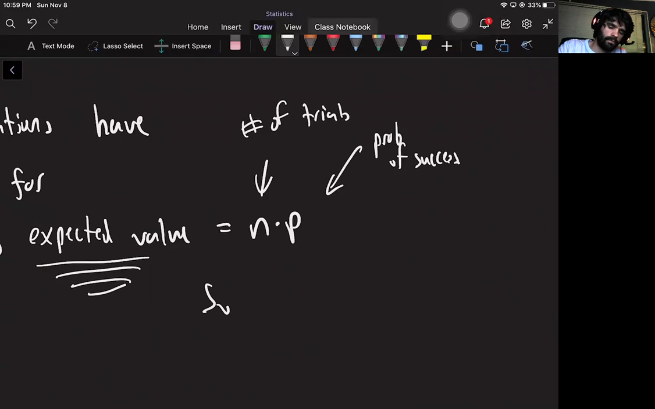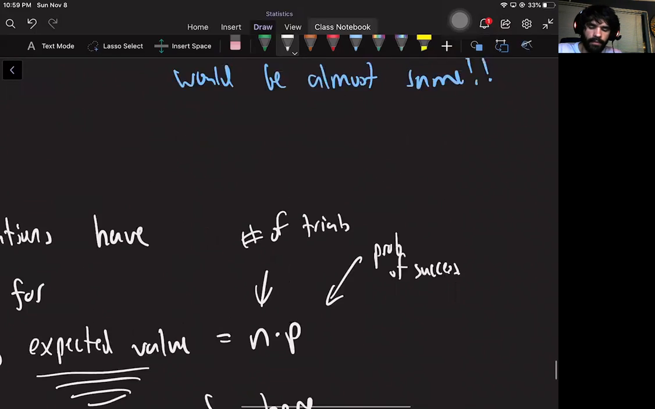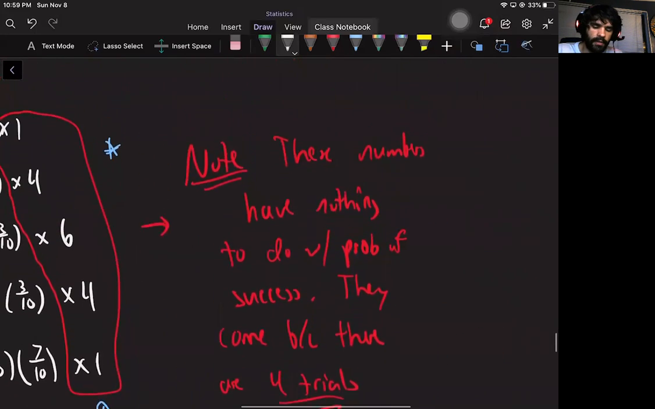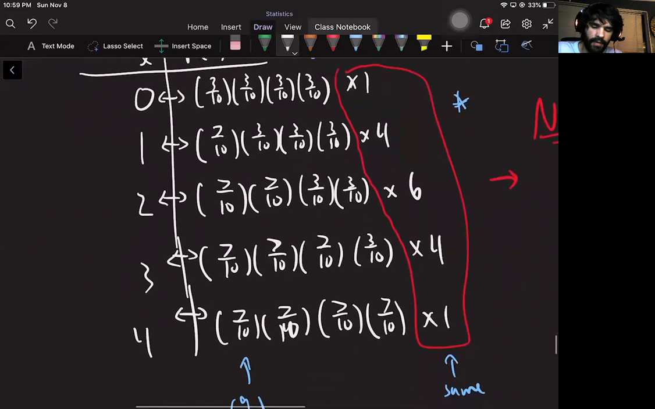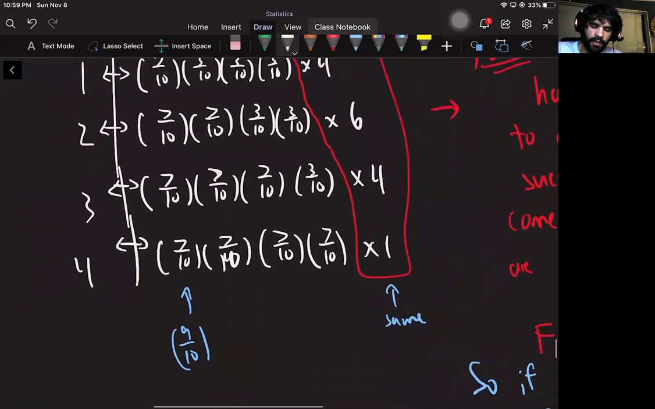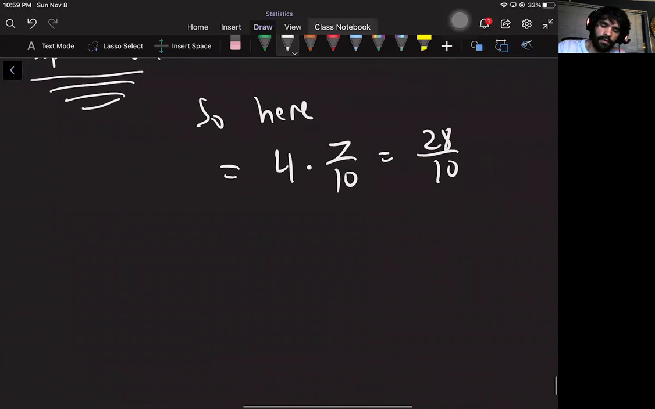So here, if you did that long giant process, it would turn out to just be 4 times 7 out of 10, because there were 4 trials in that example. The probability of success was 7 out of 10. So if you actually did the long way to calculate expected value, it would take so long. But it would turn out to be the same as just 28 over 10. So you can verify it if you want, or you can believe me.